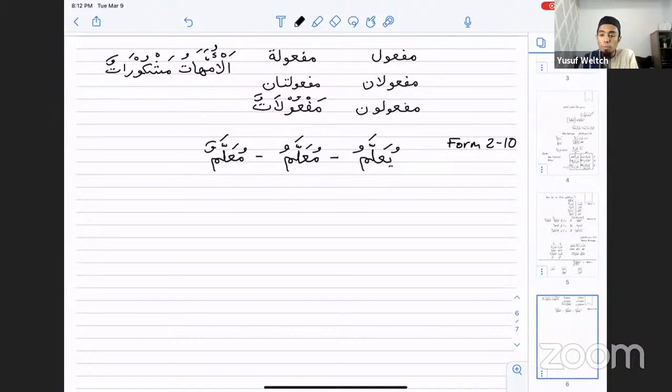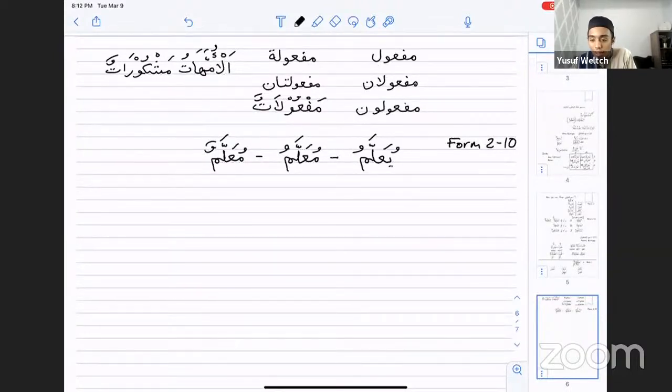What is yu'allamu? Teaching? Like he is teaching or something like that? Yeah, so yu'allimu with the kasra is he is teaching. Yu'allamu means he is being taught. Right? So it's passive. Good, good.